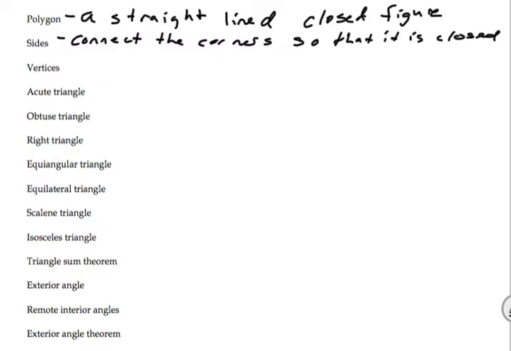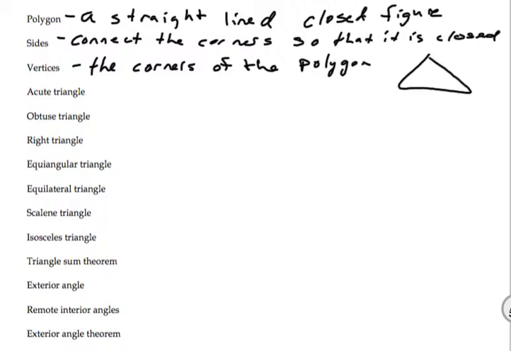The vertices are the corners of the polygon. So if I went like this, these in red are the vertices. The sides there are in black. And so those are technically the best straight lines I could draw.